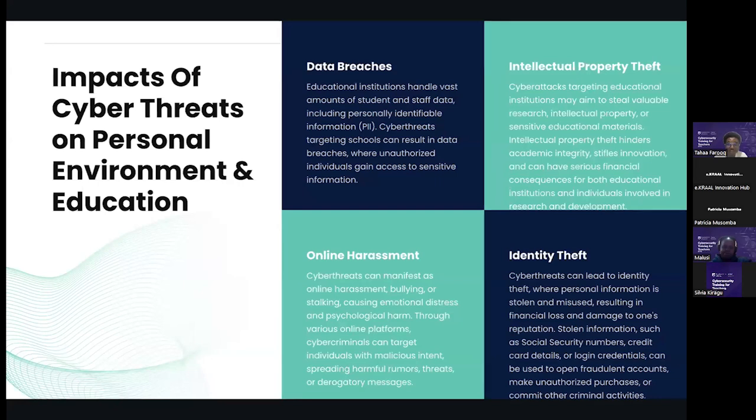So moving forward, we have online harassment. Now, this is the part which most students actually go through in the current generation. Having everything available on the internet is actually a downfall, opening up different avenues of attack. So cyber threats can manifest as online harassment, bullying, and stalking, causing emotional distress and psychological harm. There was a trending video of a certain student who was being bullied online by a threat actor who was studying in the same school as the student.